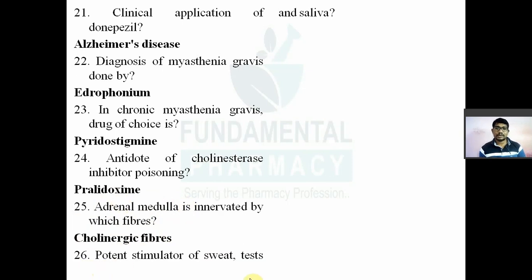Now the next question. Potent stimulator of sweat, tears and saliva. The answer of this question is pilocarpine. तो जो saliva बढ़ा देगा, जो sweating बढ़ा देगा, ऐसा कौन सा ड्रग है? That is pilocarpine. Pilocarpine is a cholinergic drug. Its action is similar to acetylcholine. Acetylcholine will also stimulate sweat, saliva, etc. But pilocarpine is more potent than acetylcholine. So the potent stimulator of sweat, tears and saliva is pilocarpine.